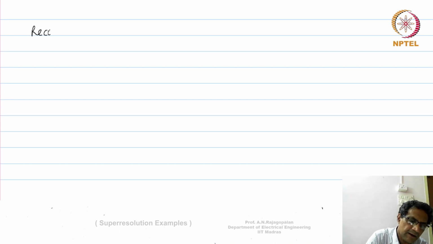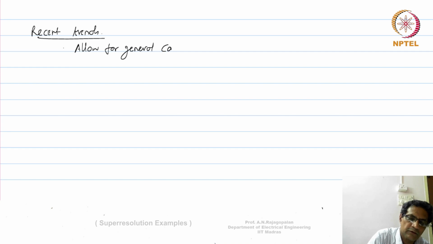The recent trend is to allow for general camera motion. So you don't restrict yourself to simply an in-plane translation or something. And the scene is still pretty much flat, and fronto-parallel. Now this hasn't gone away. The maximum that has been done is 3D.